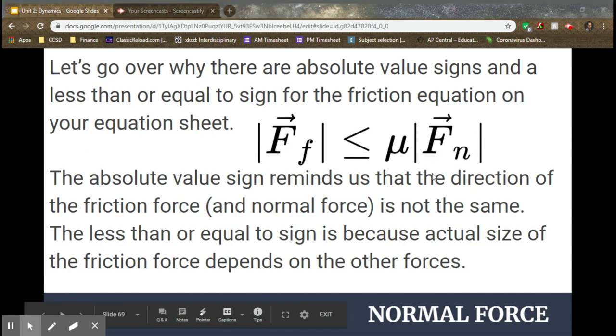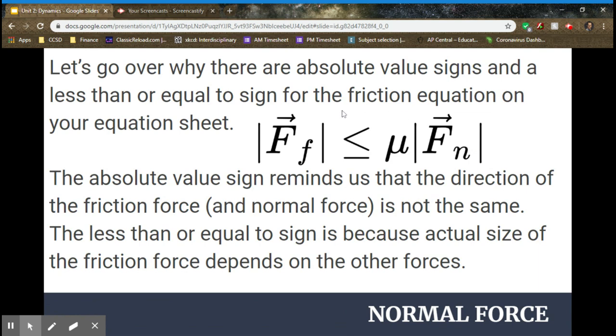So on your equation sheet for my AP students, this is what the equation looks like. I want to mention a couple things. First off, absolute value signs. The direction of friction is always opposite the direction of motion, which means that what it is in an exact situation will depend. There might be times where you have to assign your friction as a positive number, and there might be times where you have to assign it as a negative number, and it will depend entirely upon the problem.